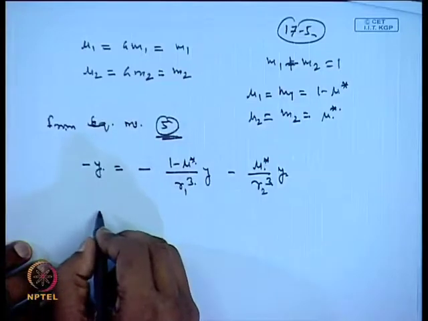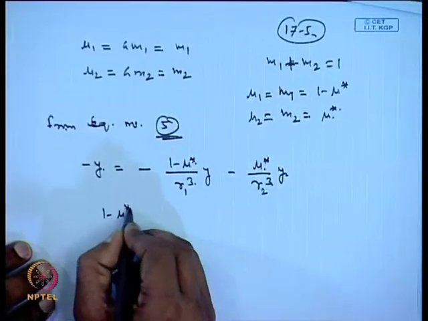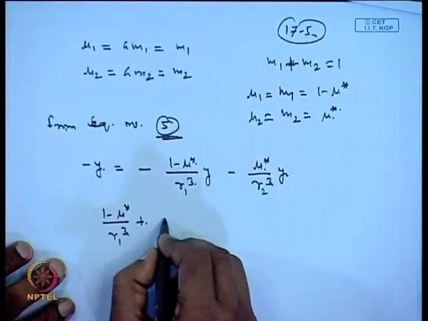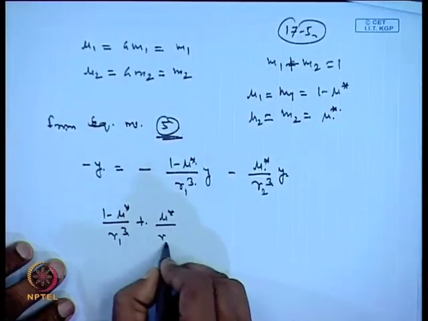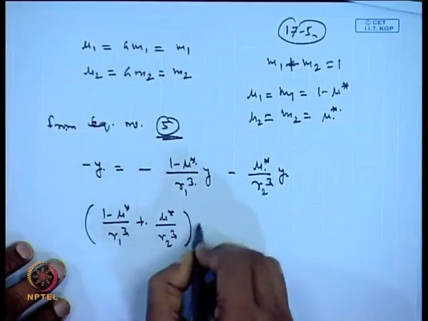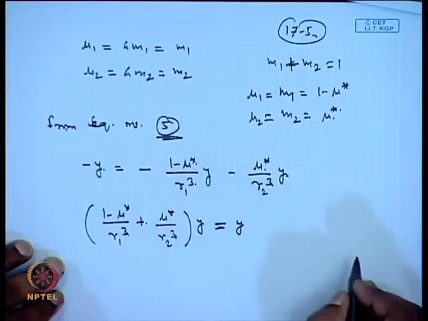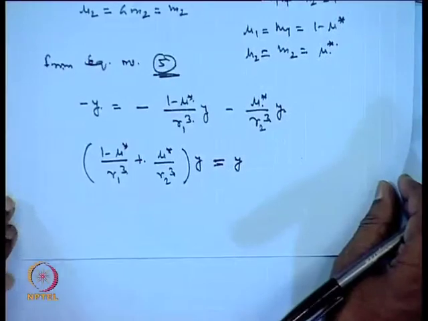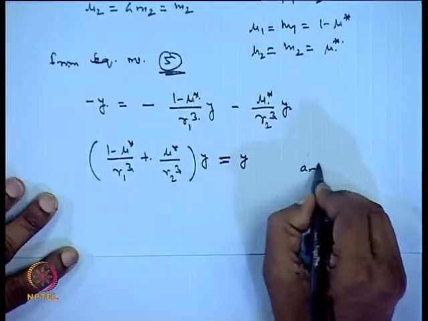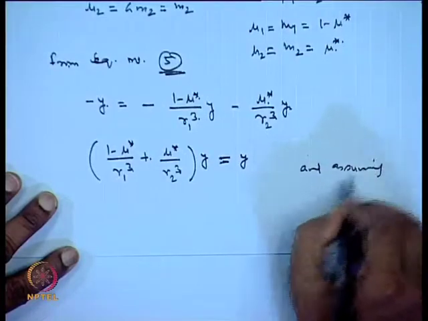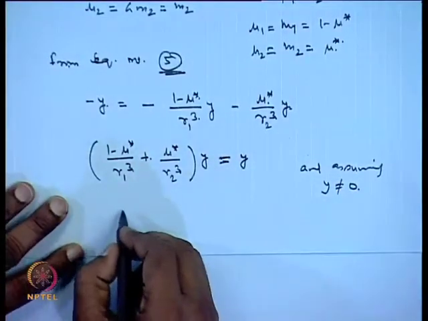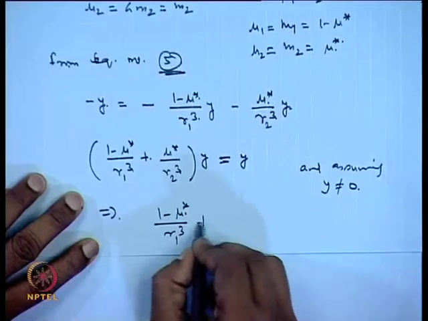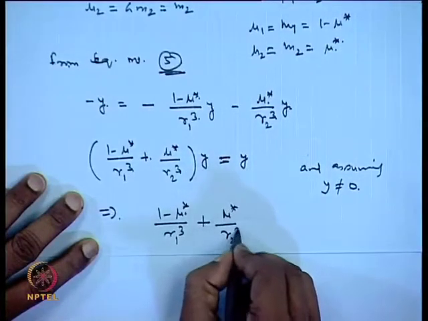Okay, and we can rearrange them. So, 1 minus mu star by r 1 cube plus mu star by r 2 cube, and assuming y not equal to 0 in this equation, this implies 1 minus mu star by r 1 cube plus mu star by r 2 cube is equal to 1.